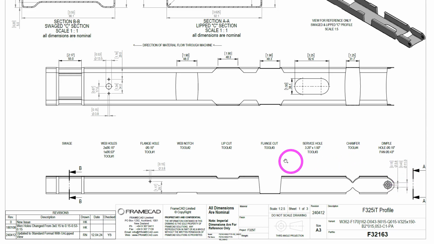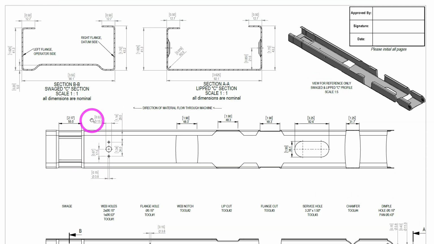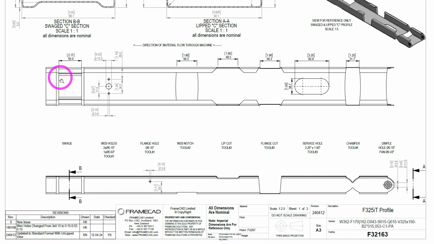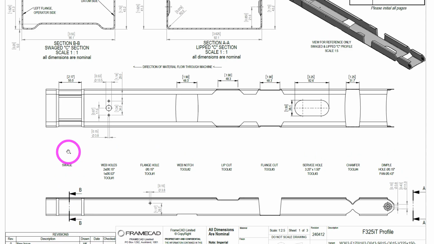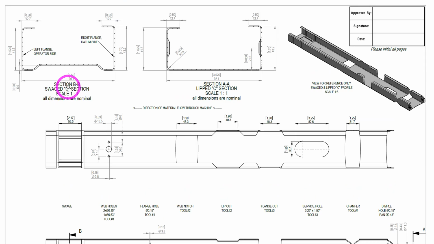Notice all of the dimensions all over this entire sheet. We're going to need to input those at some point. And then this is section BB. If I look at this elevation drawing, BB is cutting right through where there's a swage. So section BB, swaged C section. This is a 1:1 scale, and these are the measurements of our stud when it gets swaged.